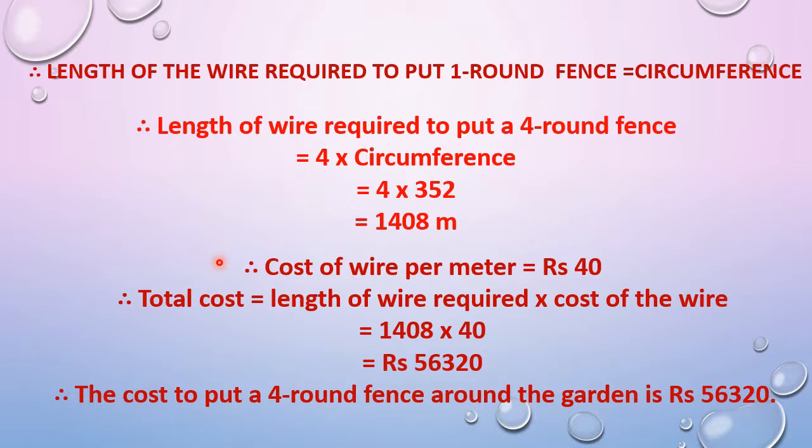Therefore, cost of wire per meter is equal to rupees 40. Total cost is equal to length of wire required multiplied by cost of the wire. So 1408 multiplied by 40, you will get 56,320 rupees. Therefore, the cost to put a 4-round fence around the garden is rupees 56,320.